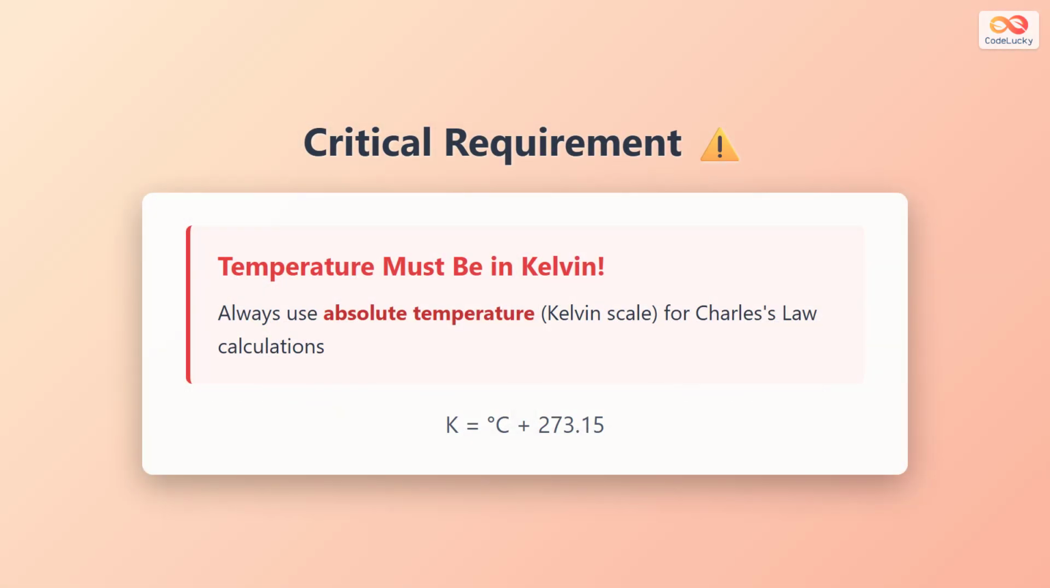There is one critical requirement when using Charles's law. Temperature must always be expressed in Kelvin, not Celsius or Fahrenheit. Kelvin is the absolute temperature scale, which starts at absolute zero, where all molecular motion theoretically stops. Using Celsius or Fahrenheit will give incorrect results because these scales can have negative values, which would make the mathematical relationship meaningless. To convert Celsius to Kelvin, simply add 273.15 to your Celsius temperature. For example, 0 degrees Celsius equals 273.15 Kelvin.